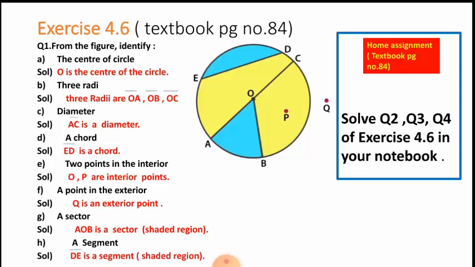So children, what we have learnt about this segment of a circle, that the region enclosed between a chord of a circle and an arc of a circle. So you can see this is the region which is representing segment here. So we will write DE is the segment, and basically we are talking about this shaded region. So we will write here ED is the segment, that is the shaded region of ED.